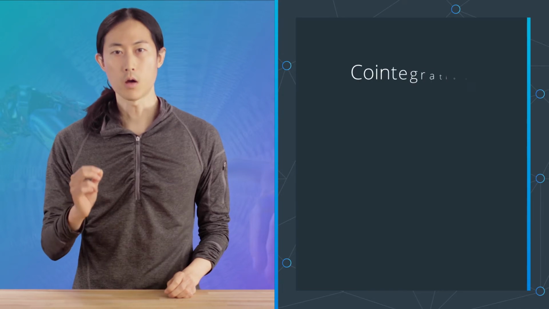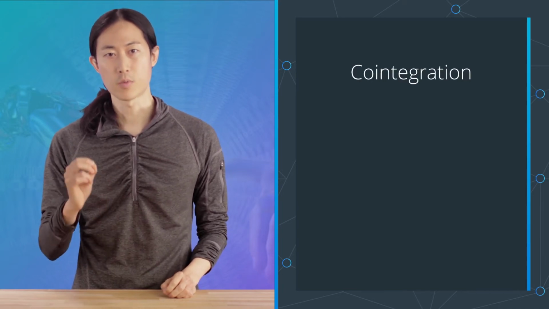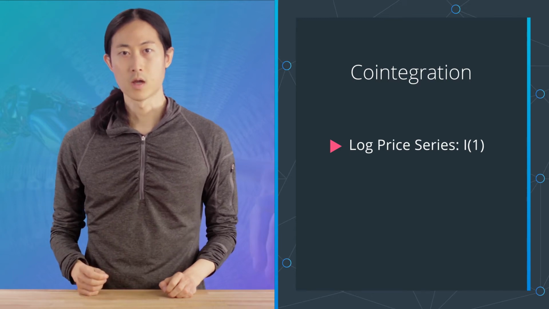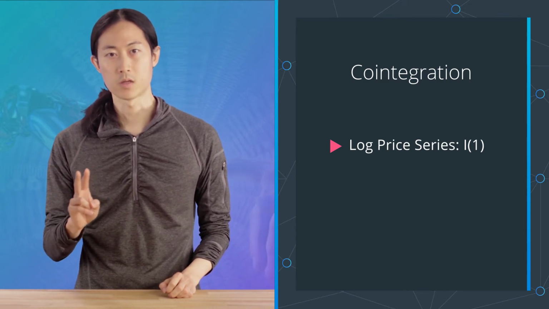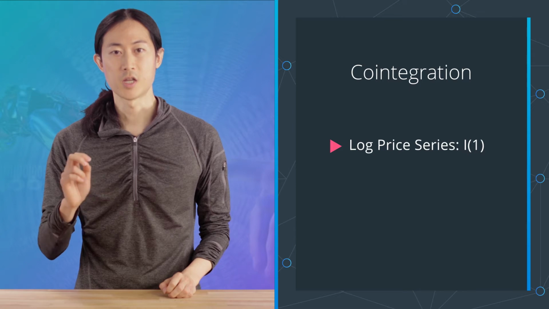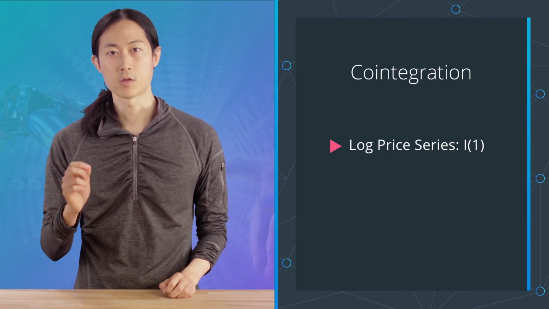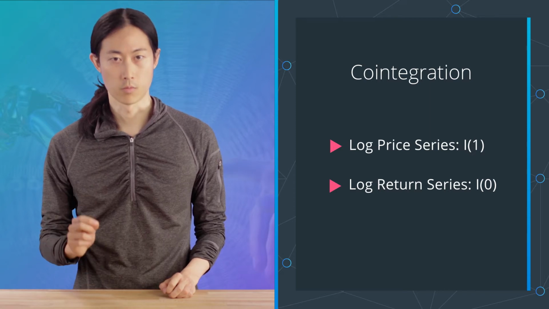Let's add more detail to describe the relationship between a pair of stocks. Recall that some time series, such as stock prices, are integrated of order 1. By this, I mean that if we take the time difference of this time series, we can get a stationary series. When a series is stationary, it is also integrated of order 0.